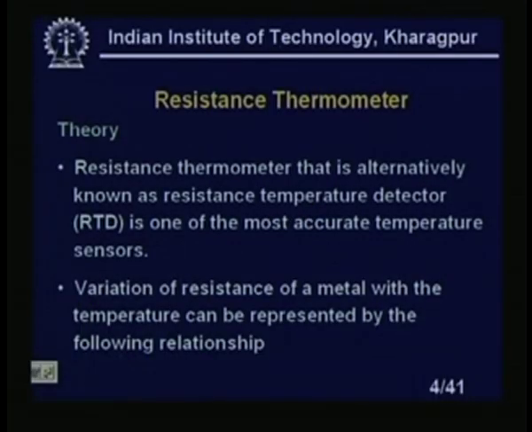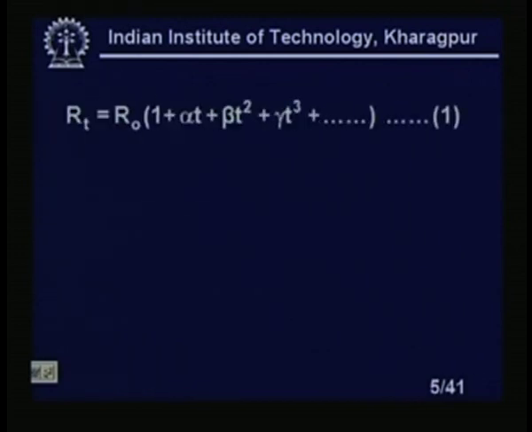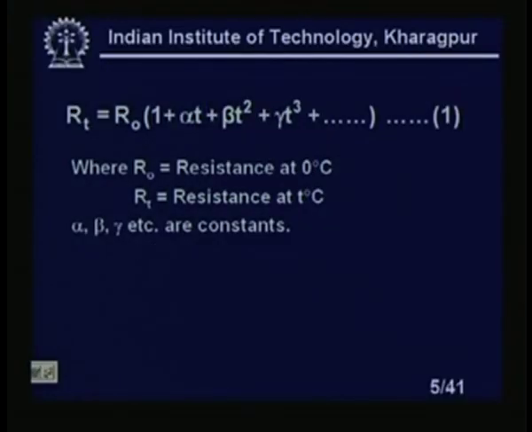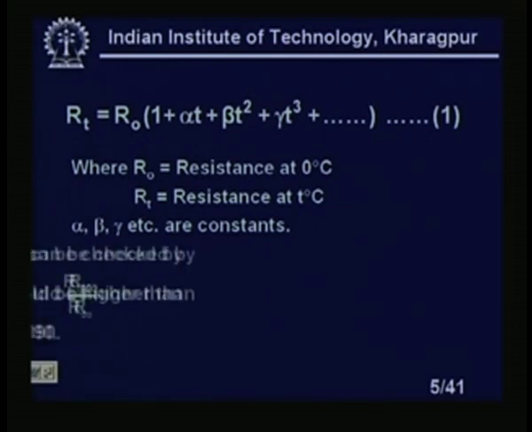The variation of resistance of a metal with temperature can be represented by the following relationship. It is R_T equals R_0 times (1 plus alpha T plus beta T squared plus gamma T cubed plus so on). This is equation number 1 of resistance thermometry, the basic equation, where R_0 is the resistance at 0 degrees centigrade, R_T is the resistance at T degrees centigrade, and alpha, beta, gamma, etc. are constants.